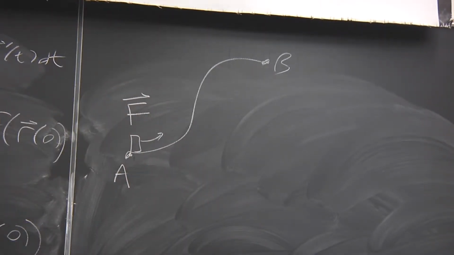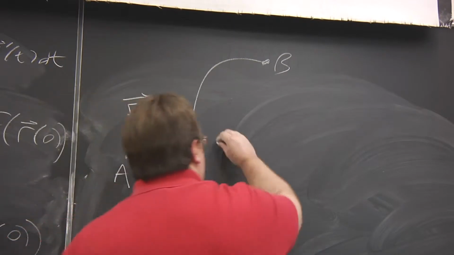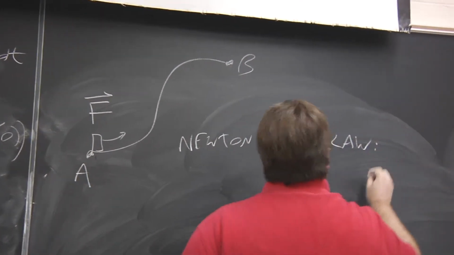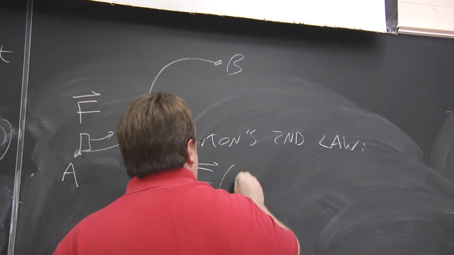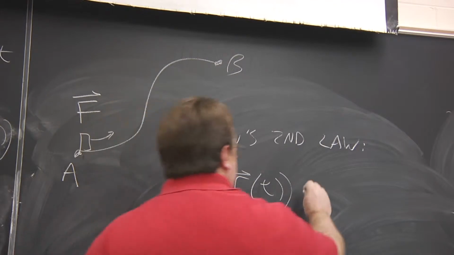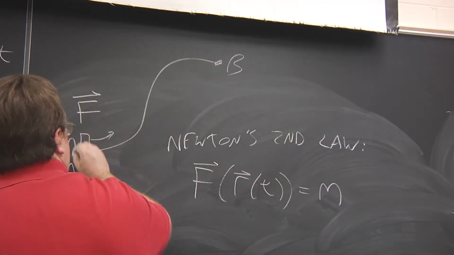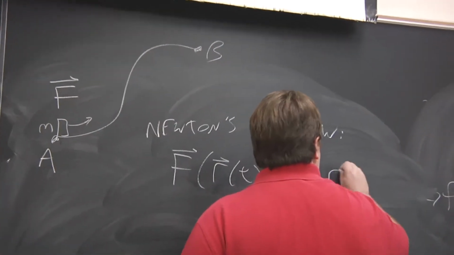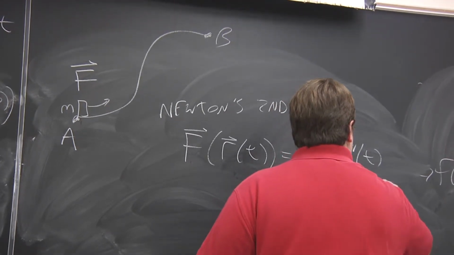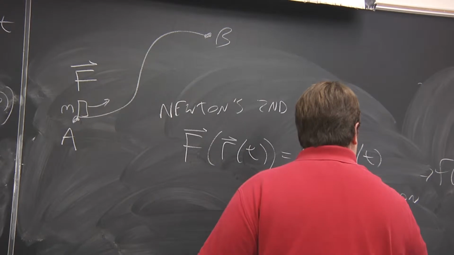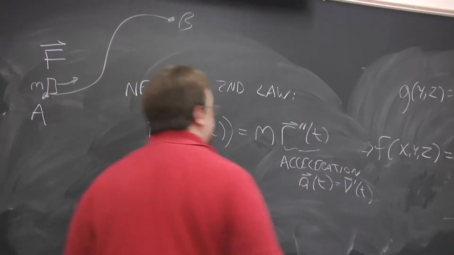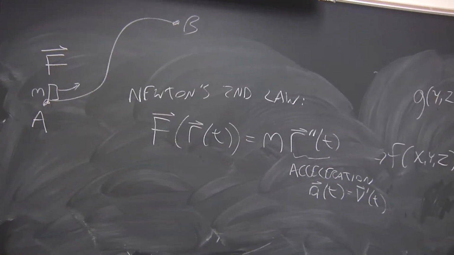Some force field, big F. Now, apply Newton's second law, that the force at any point on the curve is going to be equal to m, the mass of the object, times r double prime of t, which is the acceleration, a of t, which is also the derivative of velocity, v prime of t, which we'll also use. So this is just F equals ma happening here.